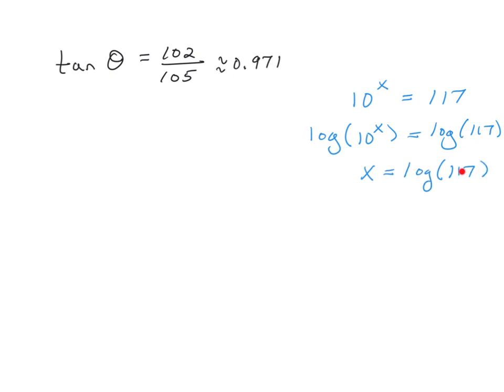You can now go to your calculator, type in log 117, and it will give you a really good decimal approximation. I just checked this, and I got that x is approximately equal to 2.068. The decimal goes on, but with a calculator, you can get the answer to this very quickly without guessing and checking.